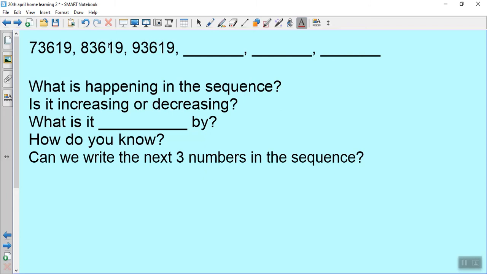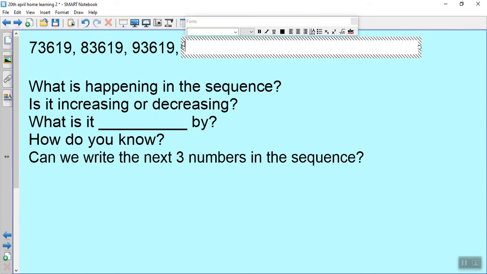Well, the 9,163... 9,163 is staying the same, but then the tens of thousands number, 'cause that's ones, tens, hundreds, thousands, tens of thousands. The tens of thousands digit is going up by 1. So we're adding on 10,000 every time. So 73,619, 83,619, 93,619.